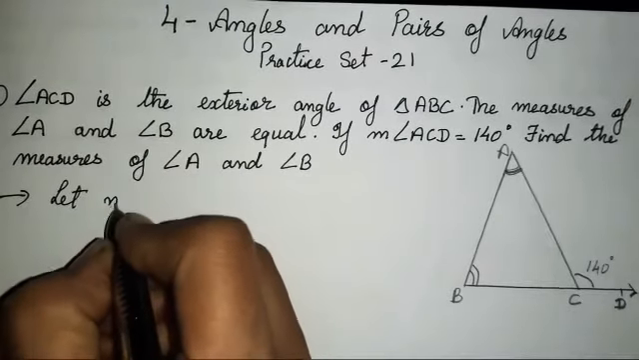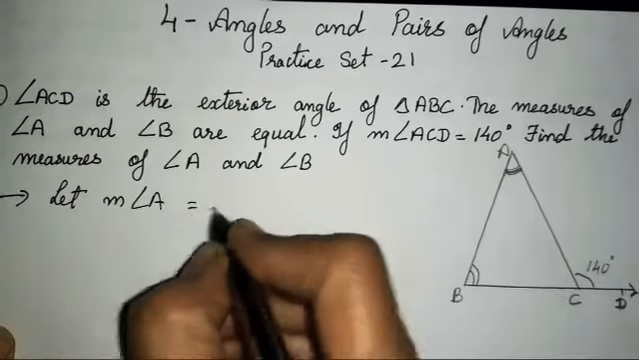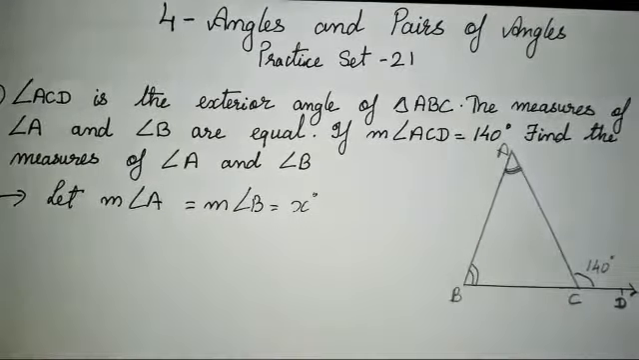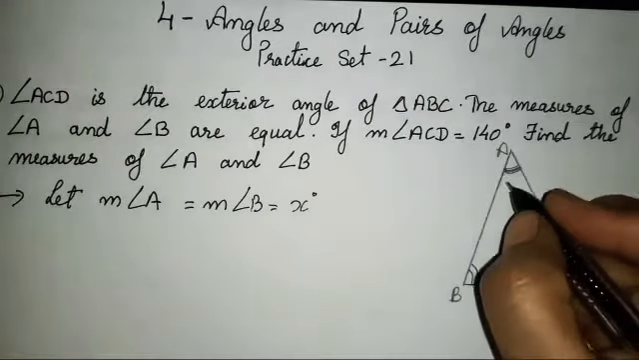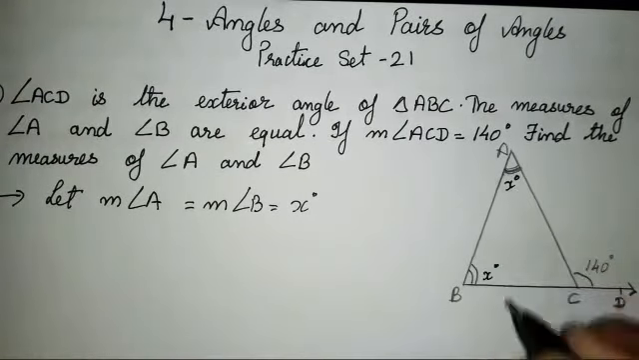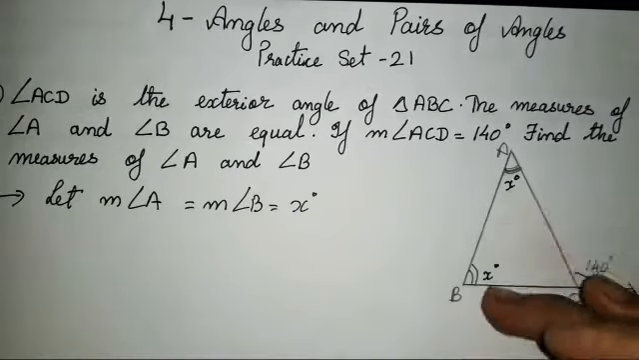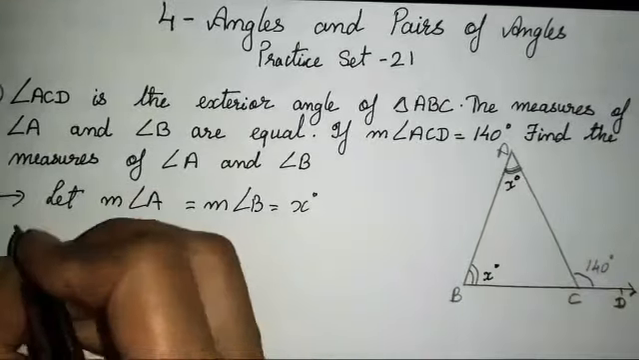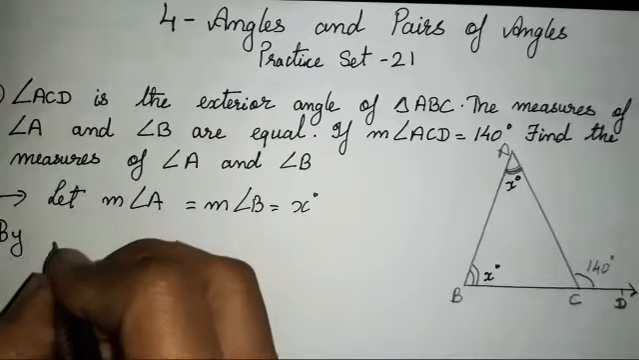Let the measure of angle A be equal to the measure of angle B, equal to x degree. So what we have done is we have taken this as x degree, this also x degree, because both are the same, that is why we are taking it x. Now which property we have to use?